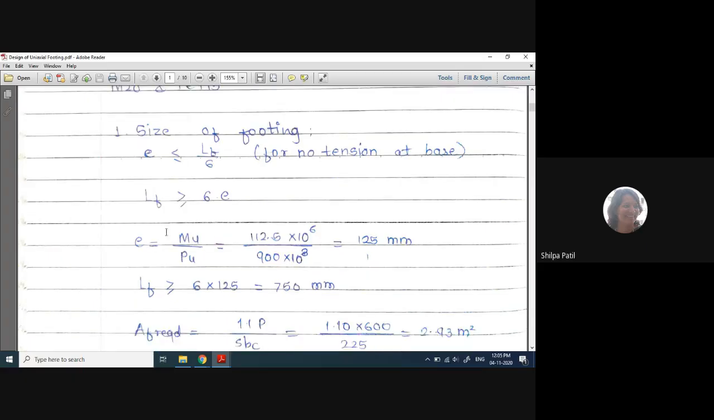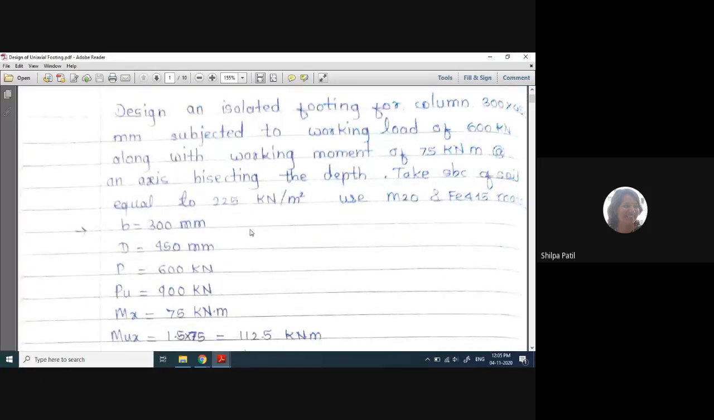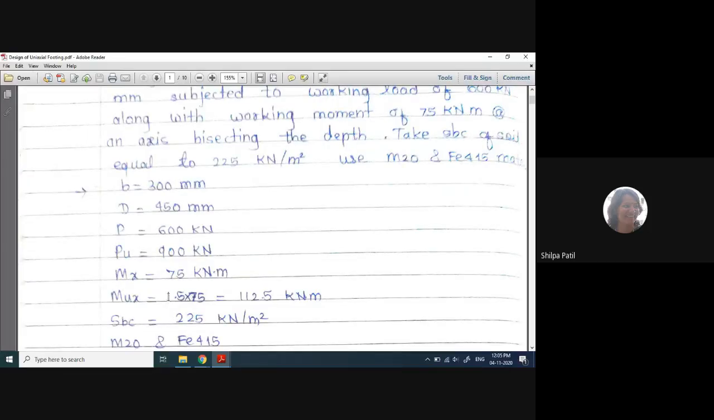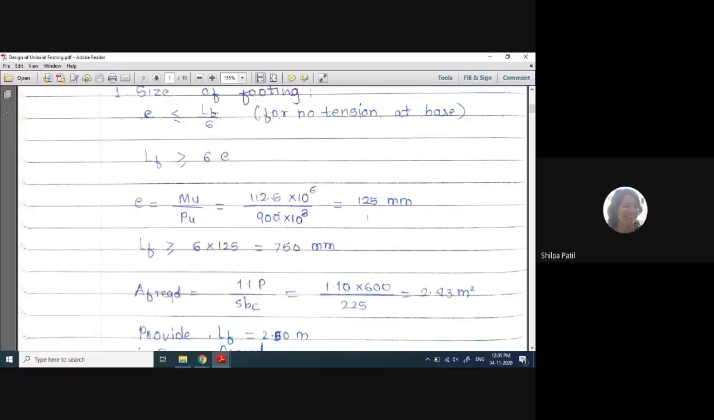So here in our case, we first have to calculate the eccentricity, which is calculated as Mu upon Pu. M is given as 75, right? This value is the working moment, so it should first be converted to the design moment by applying the partial safety factor. Similarly, the working load is given as 600, so it is converted into the factored load, which comes as 900, 600 multiplied by 1.5. So these factored values we have to consider here to calculate eccentricity. So E is calculated as 125 mm.